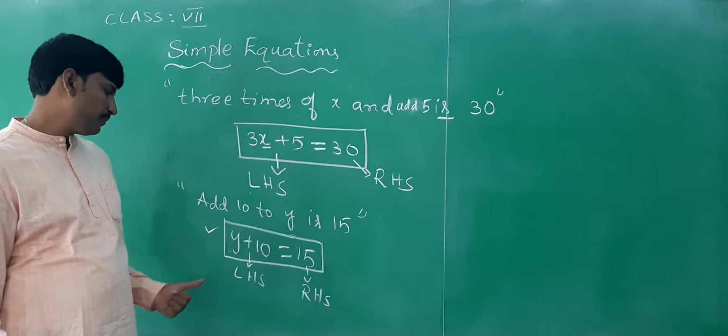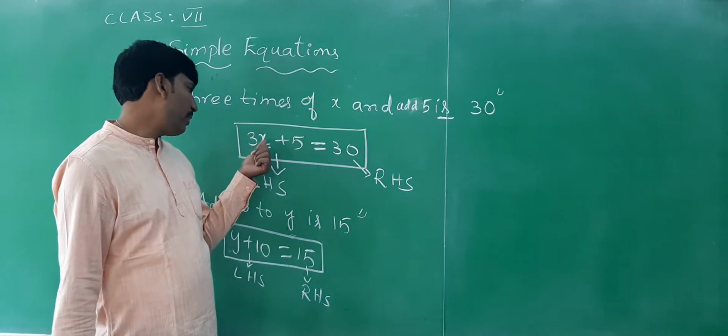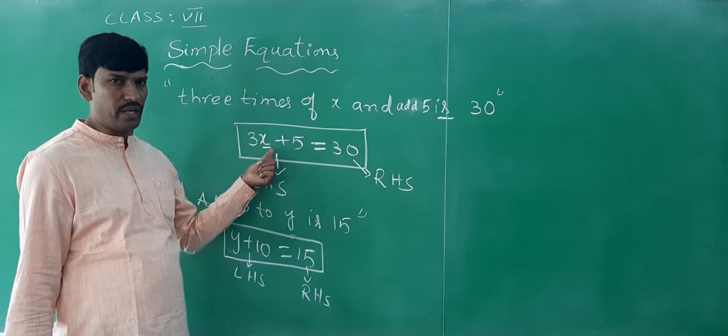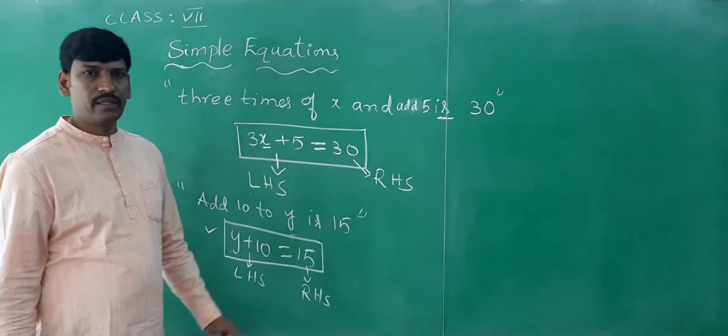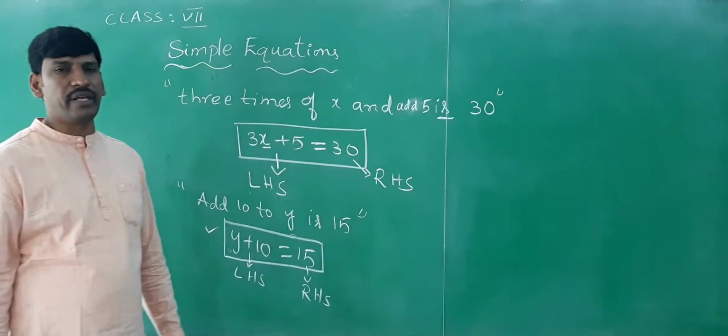So here also there is a fraction you have to substitute, right? So 25 by 3, you have to substitute x equal to 25 by 3. You will get 30 here, right? So here also y equal to 5 to substitute, it will become 15.